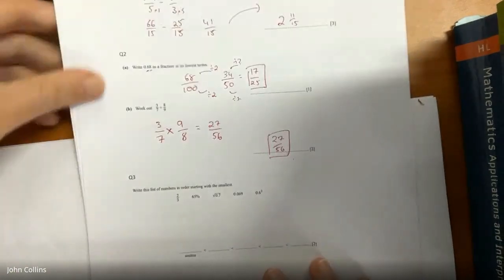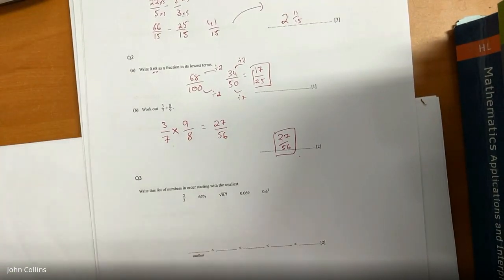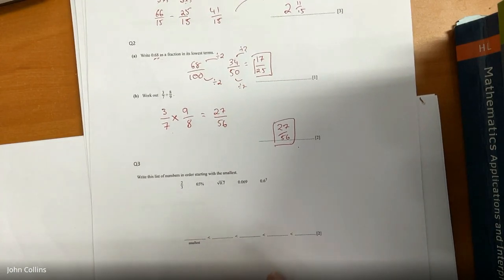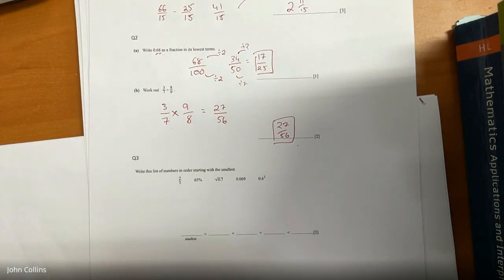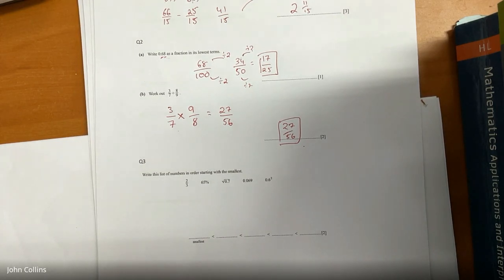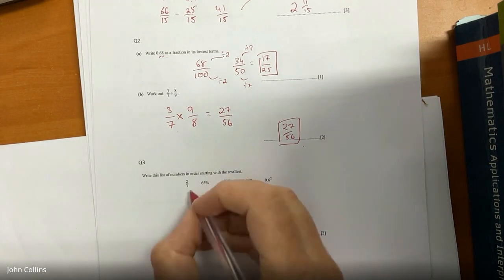Okay. Write the list of numbers starting with the smallest. I imagine a lot of you did this on the calculator. You're supposed to be able to do it without the calculator, which means if you want to compare something, you need to have the same unit almost to compare. So turn them all into fractions, all into percentages, or all into decimals. Maybe decimals is the easiest one. Let's go with decimals and see how we do.